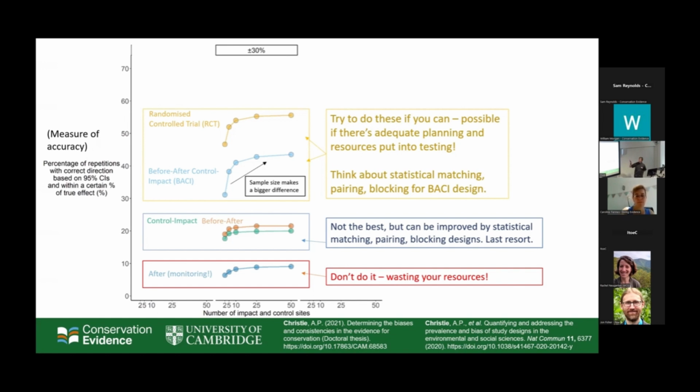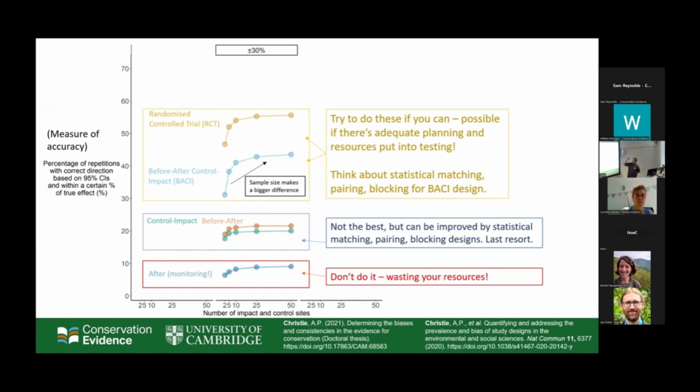Before after control impact designs are also used sometimes, but not as much as we'd like to see. And both of these designs do give you a huge benefit in terms of the useful information you get about the conservation action. And just a note on these designs, they can also be improved even more through blocking.